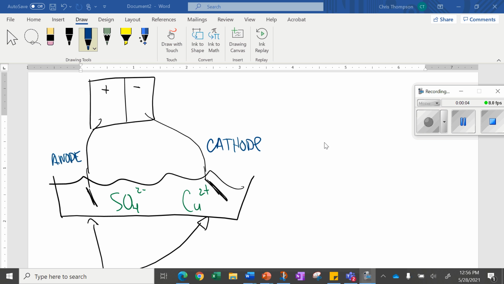Welcome, students, to a quick analysis of our lab from last week. I'm trying to simplify this down for you. There are many ways we can analyze this, but I'm just getting at those few basic ideas of reduction and oxidation. So here's a simple diagram.